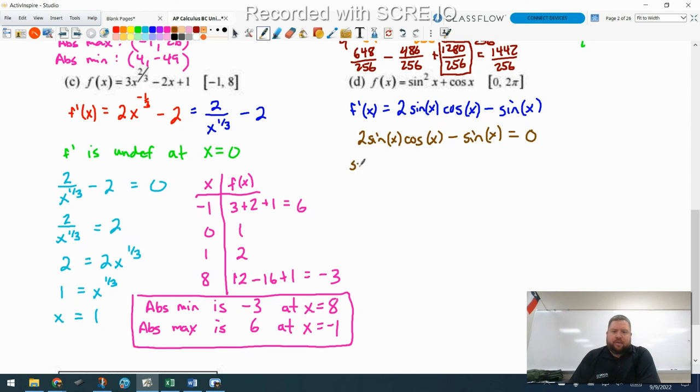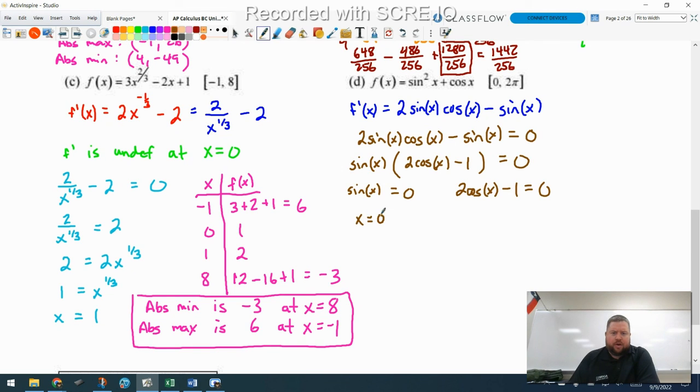We can do some factoring. We can take out a sine x, and that'll leave me with a 2 cosine x minus 1. Then we set each part equal to 0. So this one, I use the unit circle, and I get x equals 0, and pi, and 2 pi. And over here, I get cosine x is equal to 1/2. So x is equal to pi over 3 and 5 pi over 3. I think we're good there.